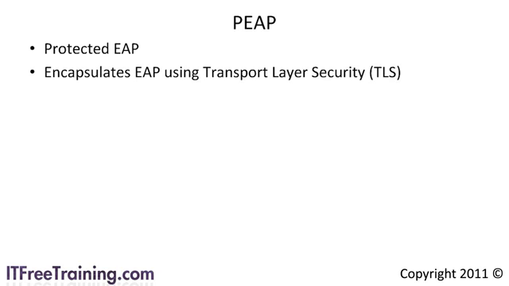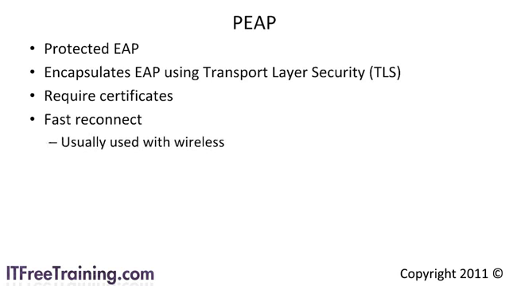PEAP, or Protected EAP, provides the same functionality as EAP, however the communication is encapsulated using Transport Layer Security. In order to use PEAP, you must require certificates. PEAP does offer some additional features not supported by EAP. These include Fast Reconnect, often used with wireless. Fast Reconnect allows a wireless point to cache authentication information, meaning that when a user reconnects to a wireless point that they previously connected to, there will not be a delay waiting on the user to be re-authenticated.